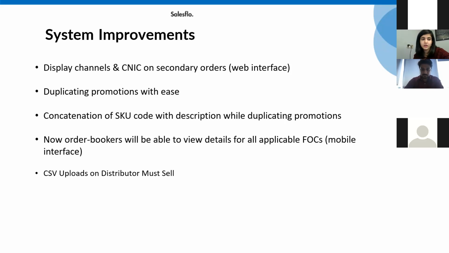The second improvement that we've done is regarding promotion duplication. So for those customers who have been duplicating promotions, previously you weren't able to select any additional SKUs. You had to reselect all the product hierarchy and then select any new SKUs in a duplicated promotion. But now you'll be able to do that as well. And we further added some concatenation of SKU code with promotions in the promotion SKU code.